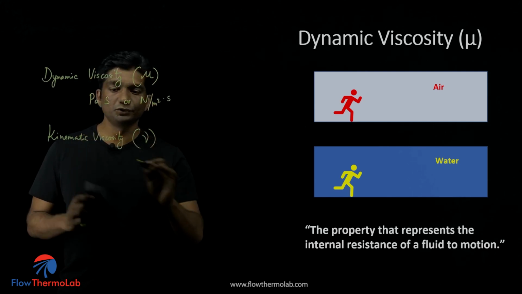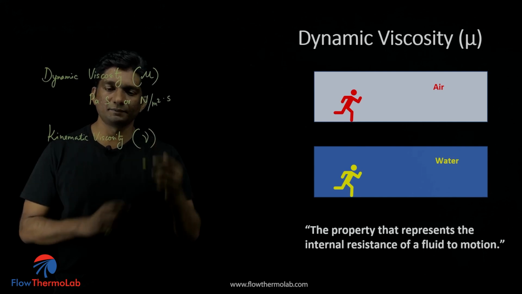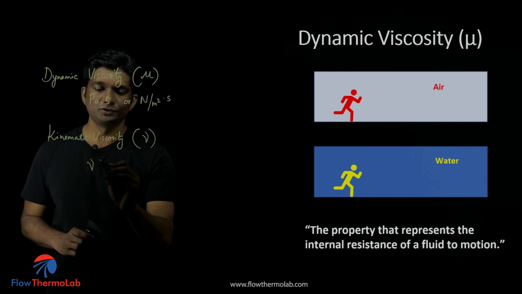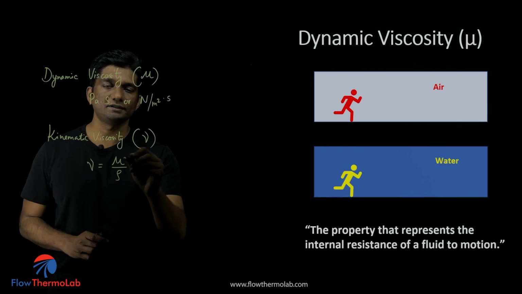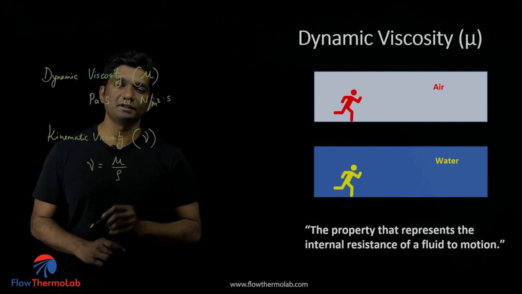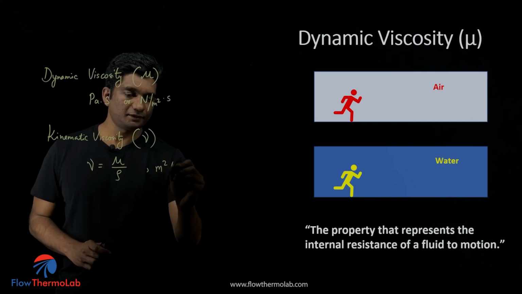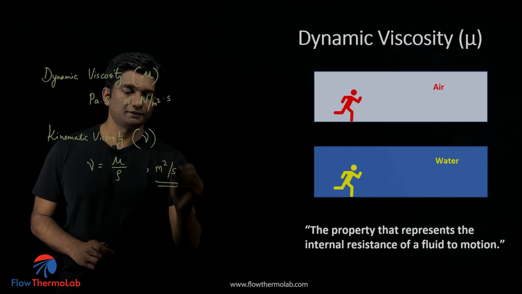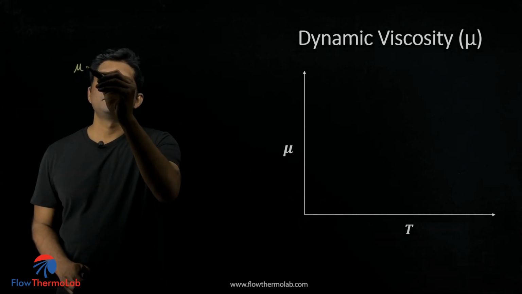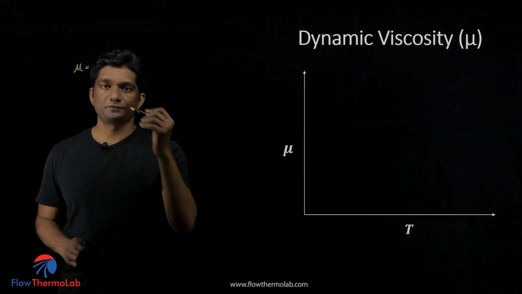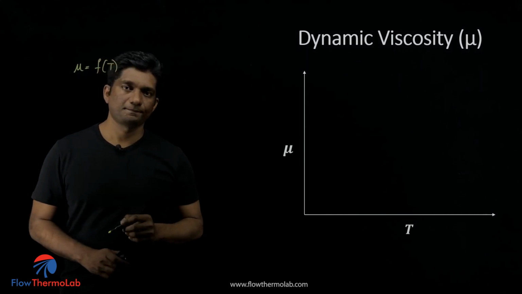And usually we use it because it will take care of the effect of the dynamic viscosity and the density. The nu is mu by rho. It is the ratio of dynamic viscosity to density. And the unit is meter square per second. And this dynamic viscosity, mu, is also going to vary with respect to temperature. We should take care of that as well. So it's a function of temperature.